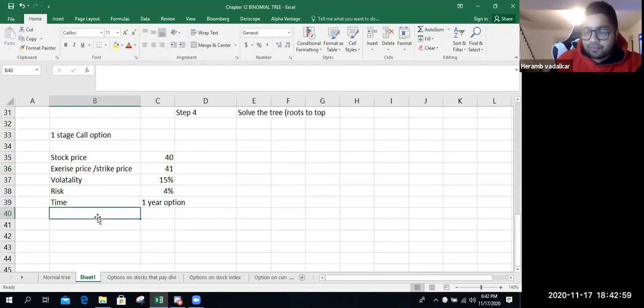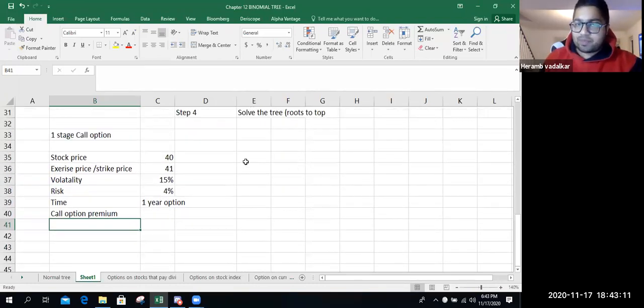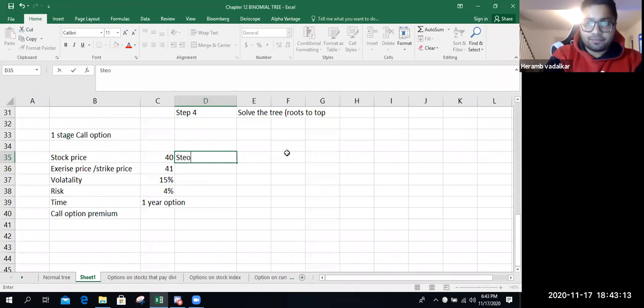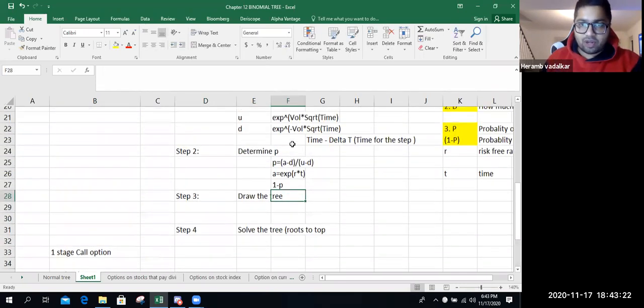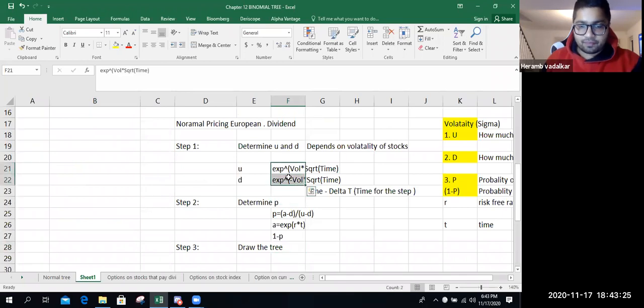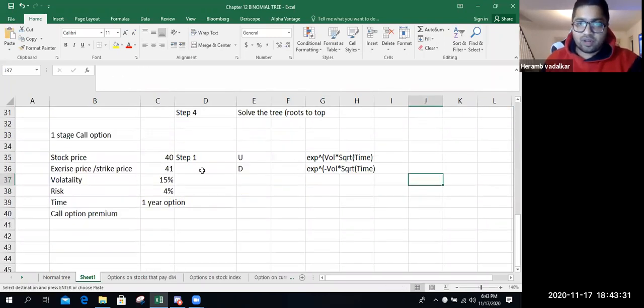They will ask you, what is the call option premium, or what is the call option price? Now, how to do it? We'll follow the steps. What is step one? Step one is calculate U and D. Now, how to calculate U? I'll copy the formula and then we'll solve it.